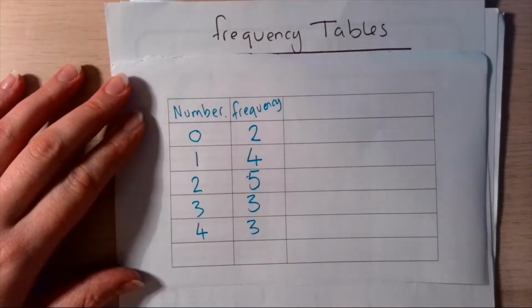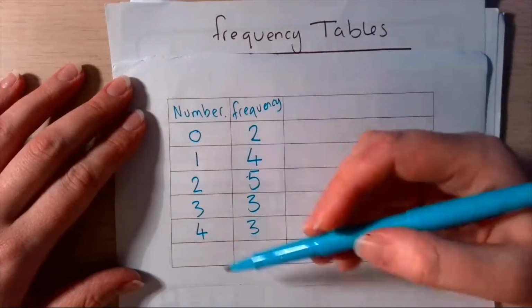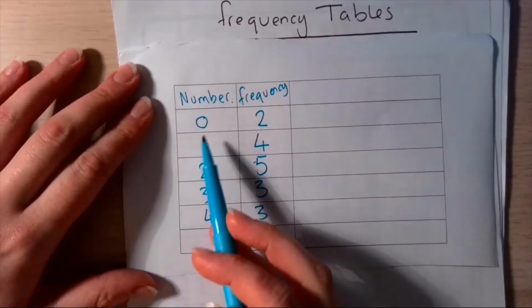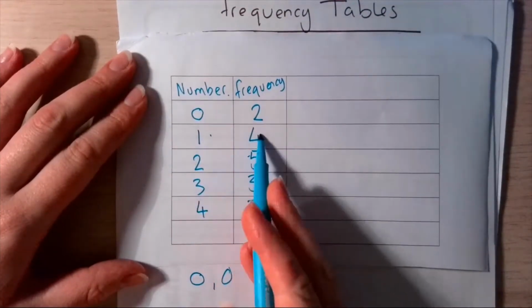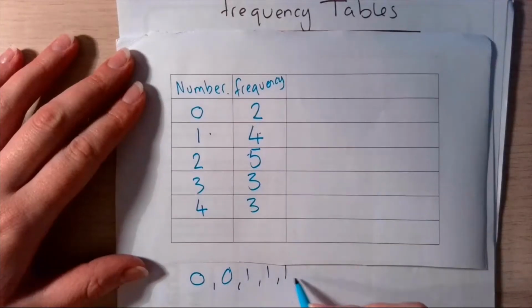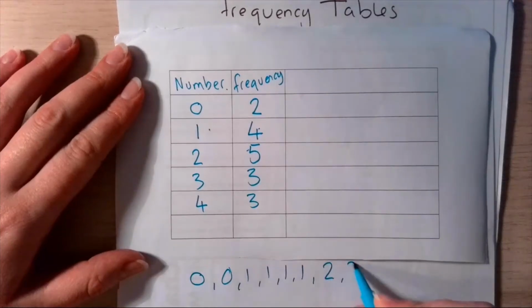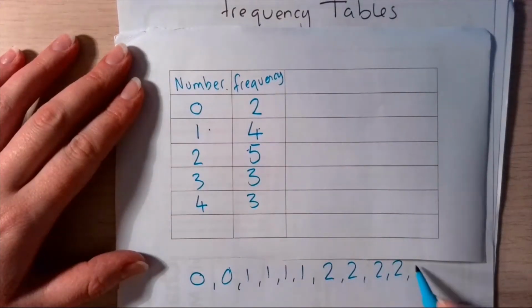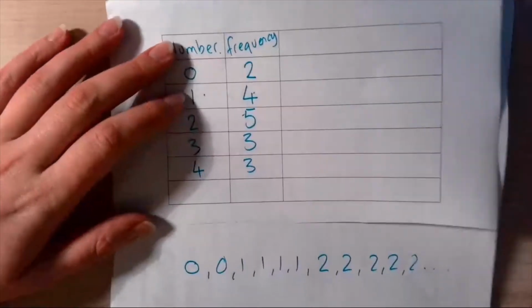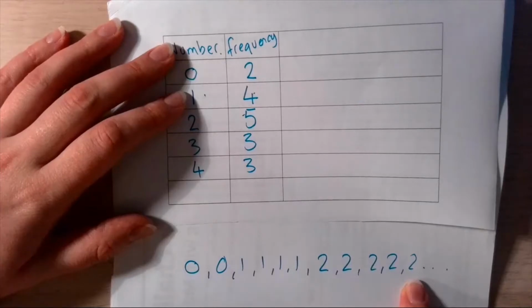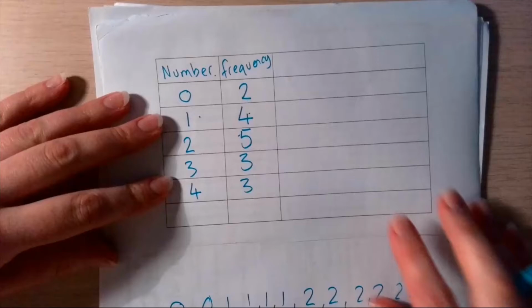So I mean, we could take the data out of the table and put it back in a long list. So we'd have, for example, 0 twice. We'd have 0, 0. We'd have 1 4 times. So 1, 1, 1, 1. We'd have 2 5 times. So 2, 2, and so on. We could do that, but it seems a little counterproductive. We've just put it into the table, and then we're taking it back out. Although it is in a lovely, nice, neat and ordered list now. But there's a faster way.